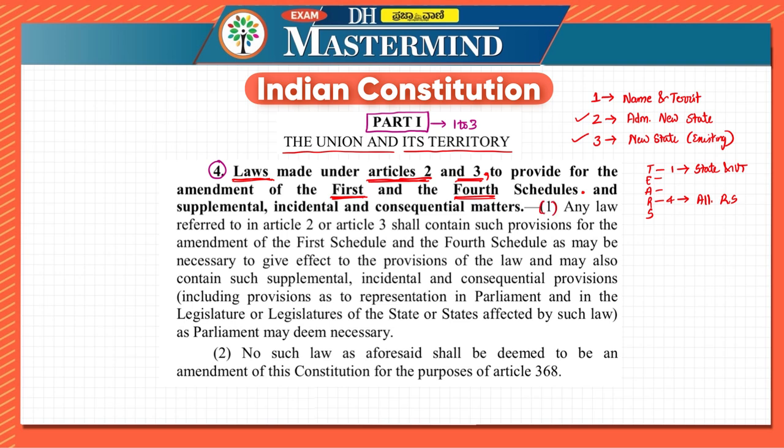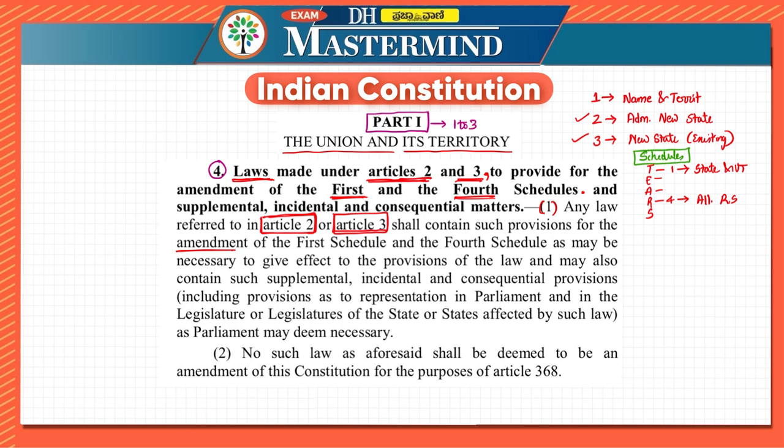According to that, clause 1 of article 4 says that any law which is referred to in article 2 or article 3 must already contain the provisions for this amendment. I'll try to simplify it even more. We have seen the schedules, correct? Don't complicate this. The words are sometimes confusing, especially if you are reading it for the first time, but we'll try to break it down and understand it better.